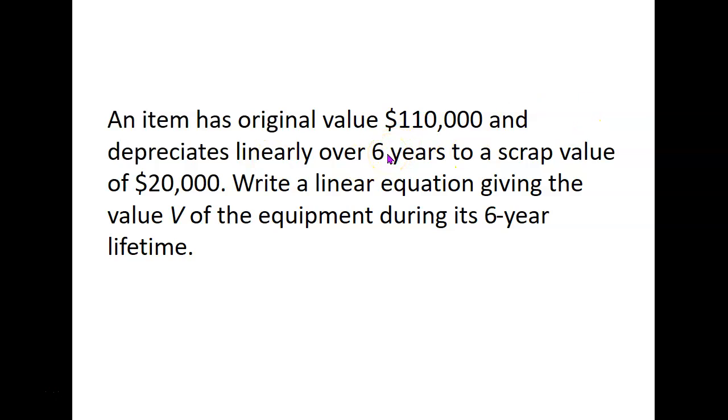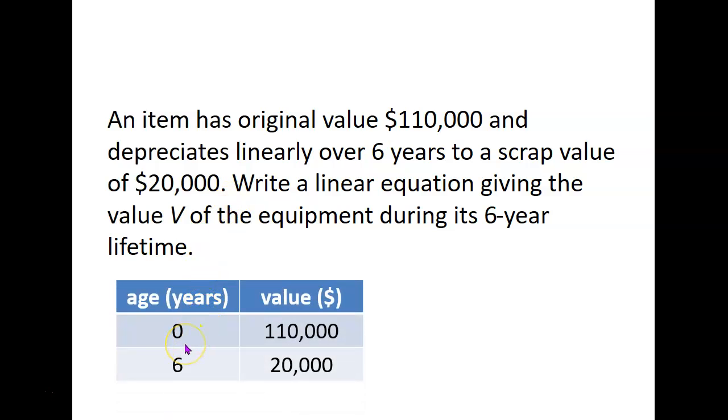So we're trying to relate that value to the age. And we have these two data points. When the age was 0, when it was brand new, its value was $110,000. And then at the end of its useful life, when it's 6 years old, its value is $20,000. So we have those two data points. They're like 2 points on a line, and we need to come up with an equation for that line.